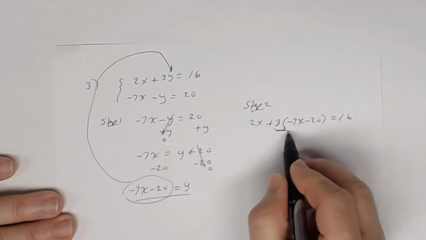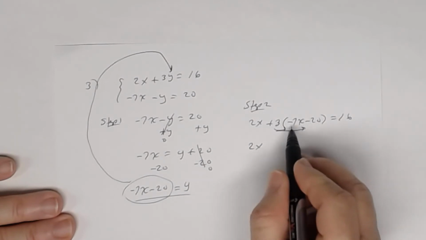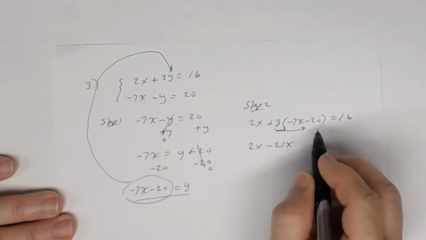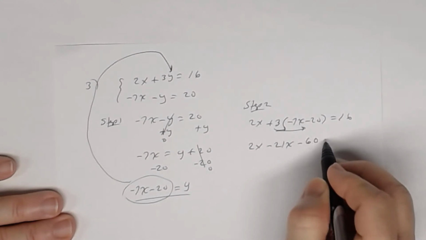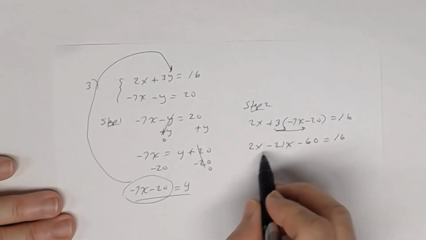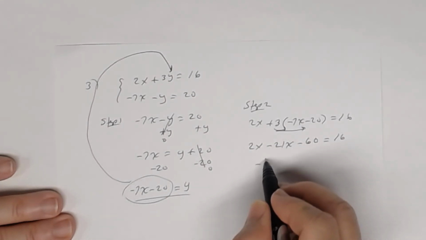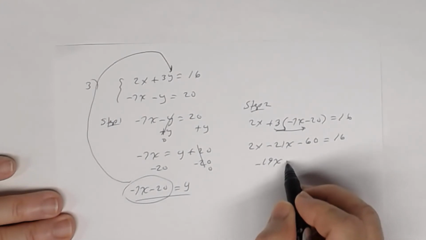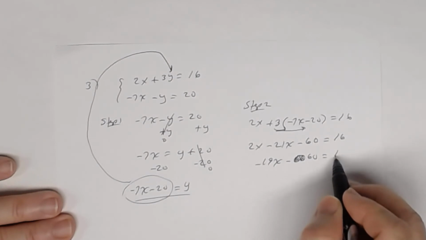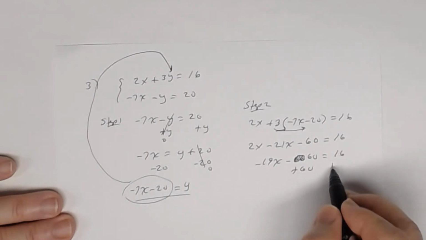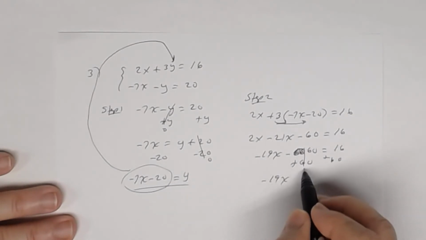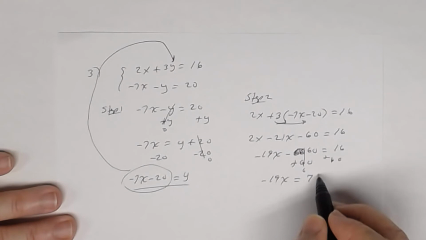So let's go ahead and distribute the 3. So I get 2x. 3 times negative 7x is a negative 21x. 3 times a negative 20 is a negative 60, equal 16. Combining like terms, 2x minus 21x is a negative 19x, right? And then minus 60 equals 16. And then adding 60 to both sides, I get negative 19x equal 76.